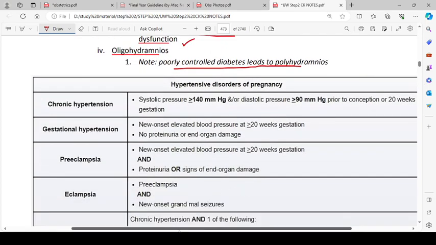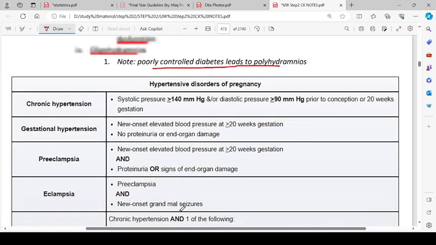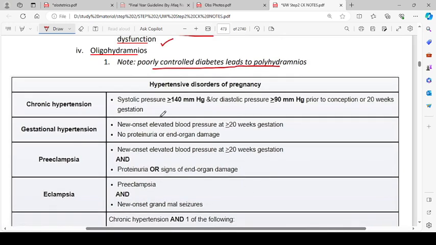Hypertensive disorders of pregnancy. Chronic hypertension: systolic blood pressure more than 140 millimeters of mercury and diastolic blood pressure more than 90 millimeters of mercury prior to conception or prior to 20 weeks of gestation. If that is present, that is chronic hypertension. Gestational hypertension is new onset elevated blood pressure at more than 20 weeks of gestation, with no proteinuria or end organ damage.